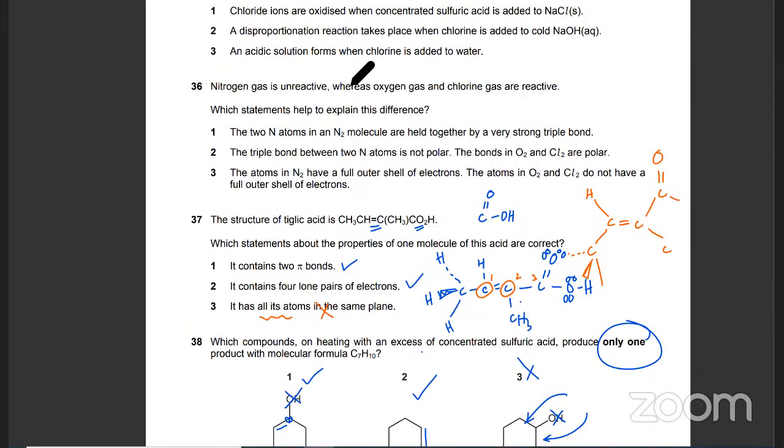The next one: nitrogen gas is unreactive, whereas oxygen gas and chlorine gas are reactive. Which statement helps to explain this difference? The atoms are held together, that's obviously true. Triple bond between the atoms is not polar. So is the second statement true?